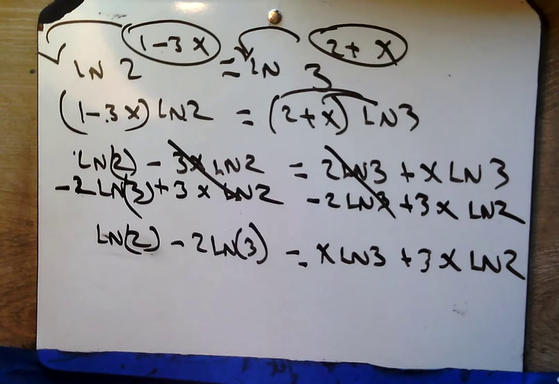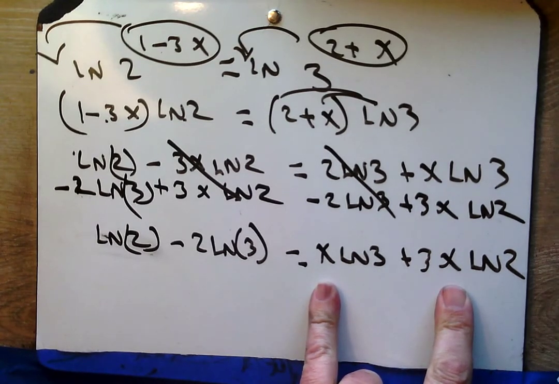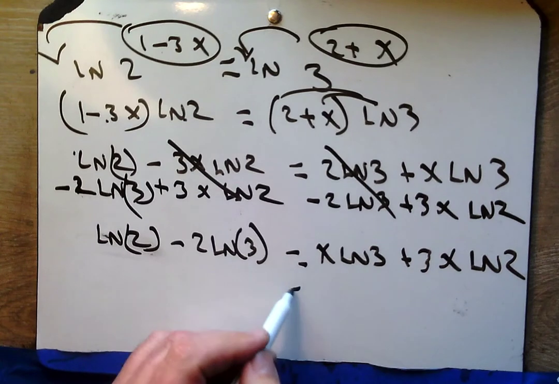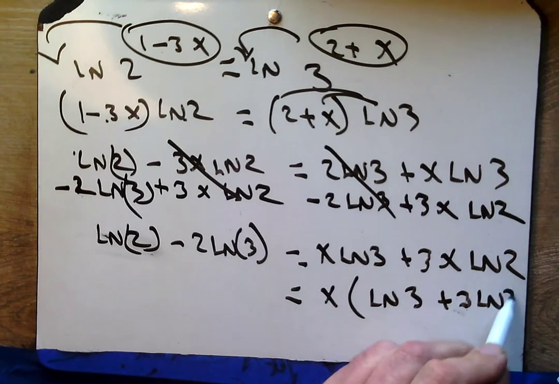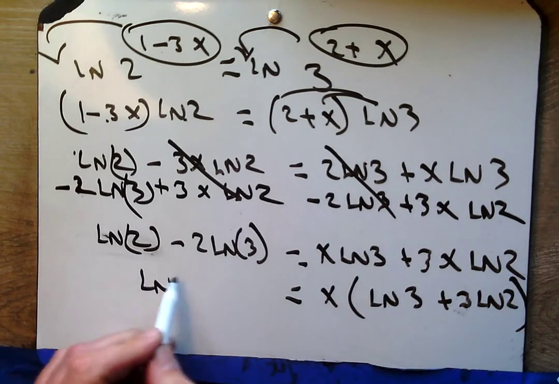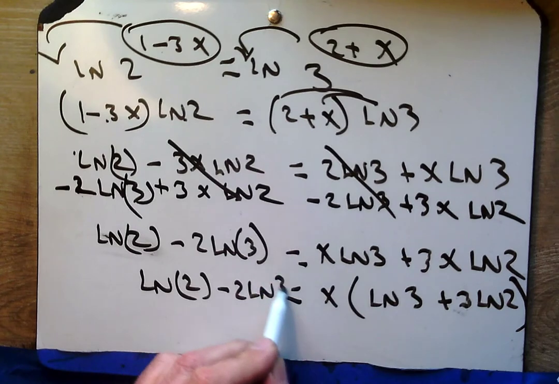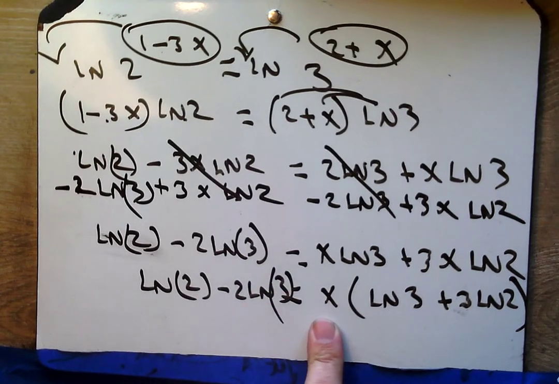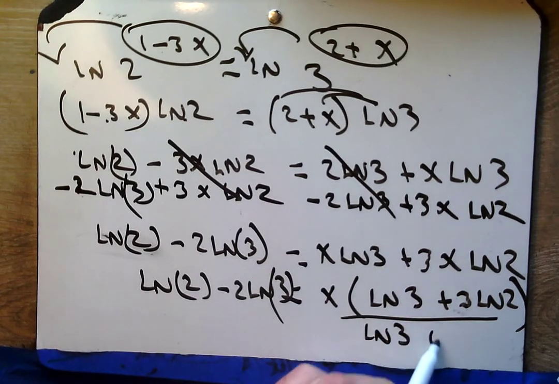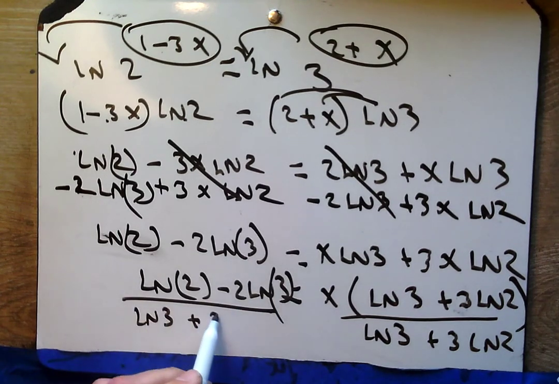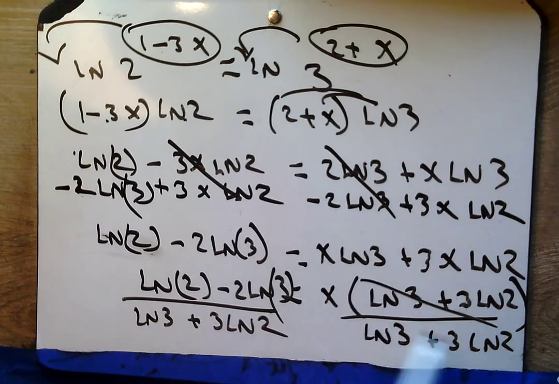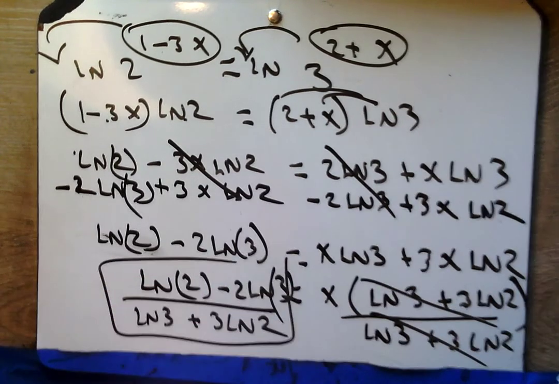Good. Now what? Well, look, you've got two terms over here, and they have a common factor. What could you do? That's right, you could factor out that x. And over here, we still have ln of 2 minus 2 ln of 3. So to get x by itself, I need to divide both sides by ln of 3 plus 3 ln of 2. There we go. That's my answer. And that's the last problem for today.